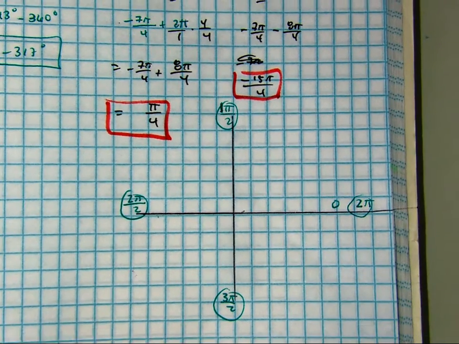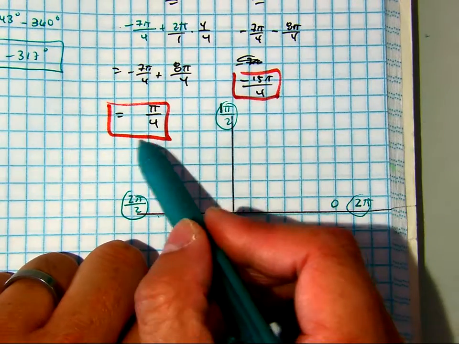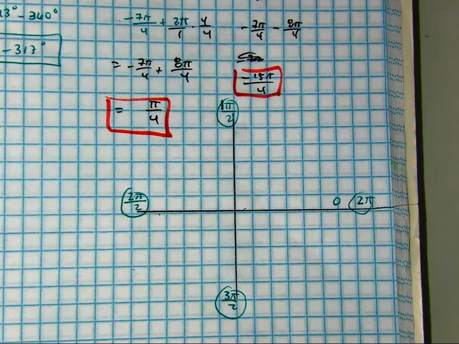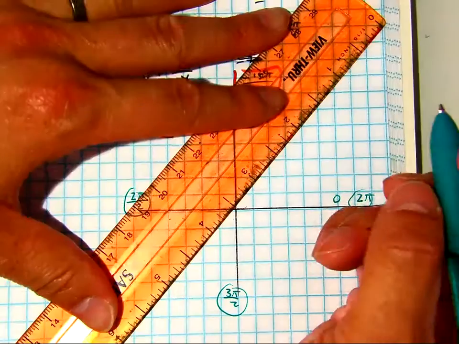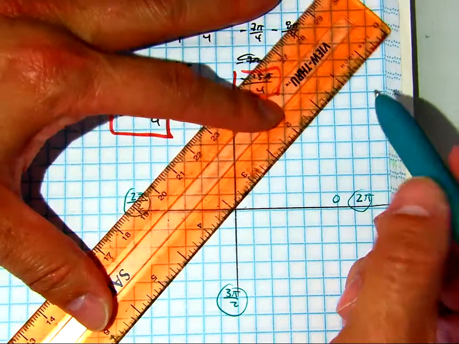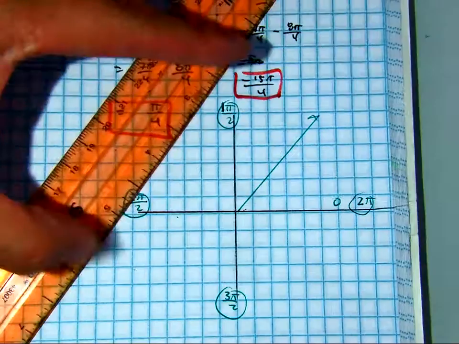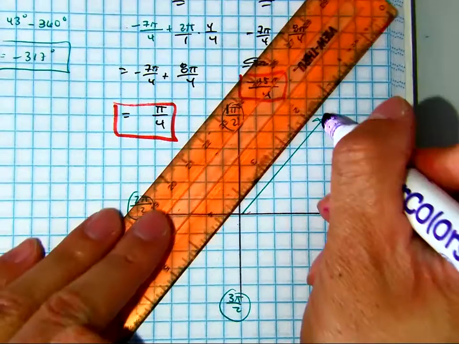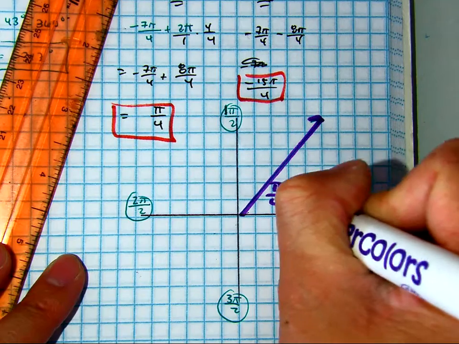So, pi over 4, the answer was pi over 4. So let's draw pi over 4. Essentially, pi over 4, you'll learn, is a 45-degree angle. We don't have to convert it, but just trust me. Let's draw that in purple. So here I have pi over 4.